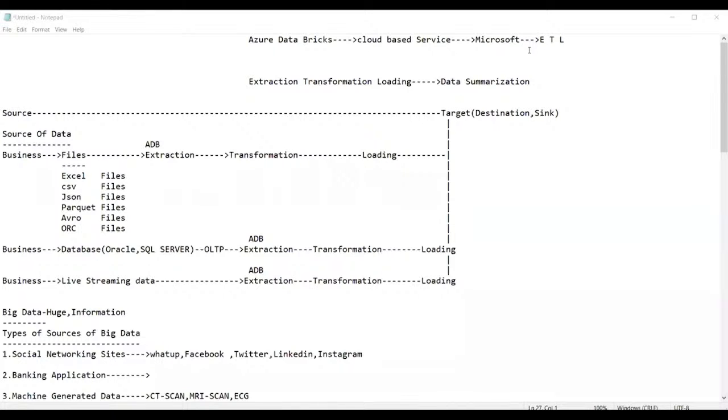With Azure Databricks, what kind of data do we usually handle, structured or unstructured? Unstructured, semi-structured, and structured, all three of them we will handle. Mostly you will have semi-structured data.